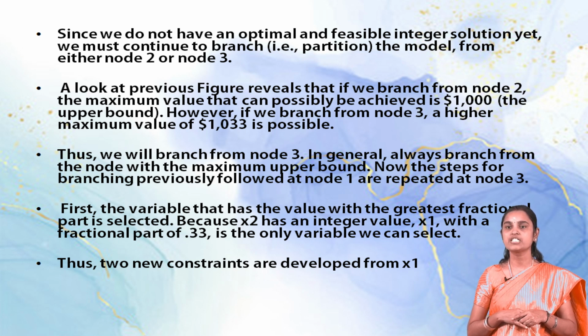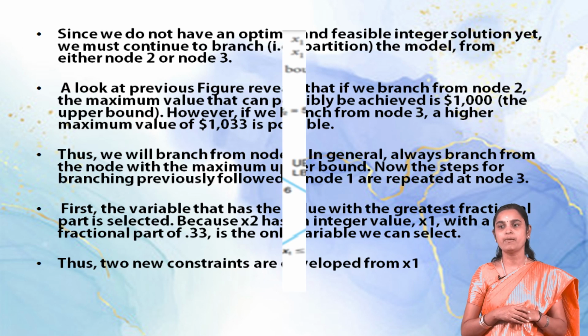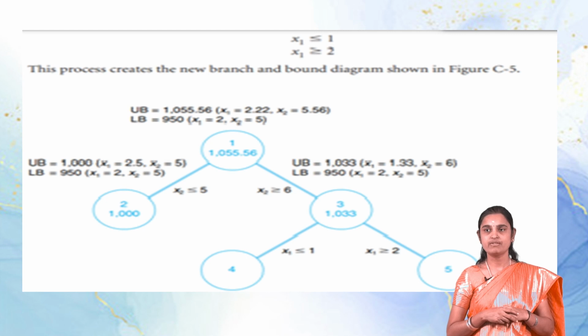Now, the steps for branching previously followed at node 1 are repeated in node 3. First, the variable that has a value with the greatest fractional part is selected. Because x2 has an integer value, x1 with a fractional part of 0.33 is the only variable we can select. Thus, two new constraints are developed from x1. So, x1 less than or equal to 1, x1 greater than or equal to 2.